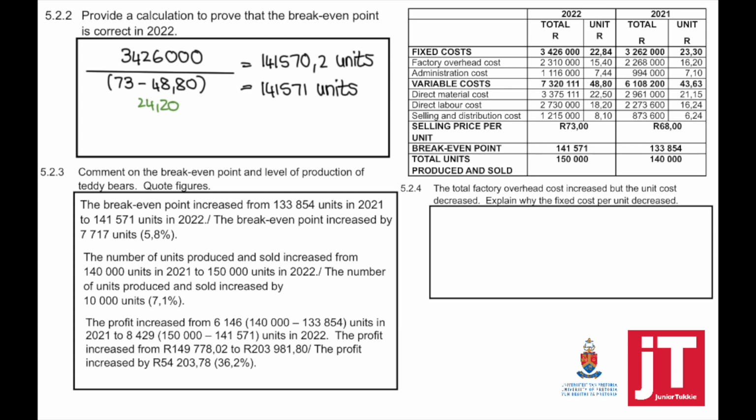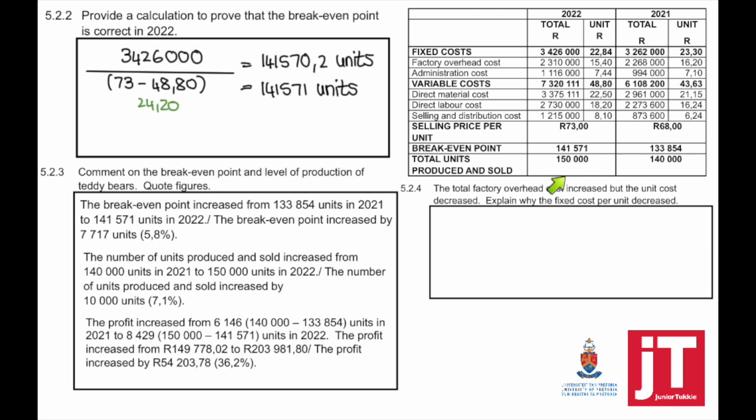5.2.4, the total factory overhead costs increased, but the unit cost decreased. Explain why the fixed cost per unit decreased. So if we're looking at this now, there's my fixed cost. From last year to this year, it increased. But if we're looking at the unit cost, it actually decreased.